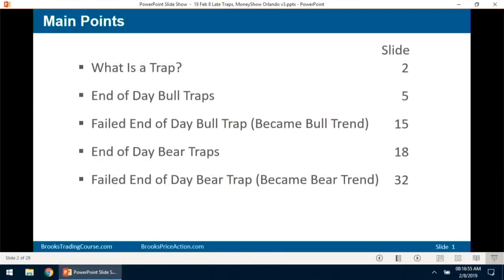A bull trap is a rally late in the day that reverses down. Sometimes you get a rally late in the day that looks like it's going to reverse down, but instead it continues up, and that's a failed end of the day bull trap. Next, I'll talk about bear traps. So a late sell-off that reverses up. Sometimes you get a late sell-off at the end of the day that actually leads to a bear trend, so it's a failed end of the day bear trap.